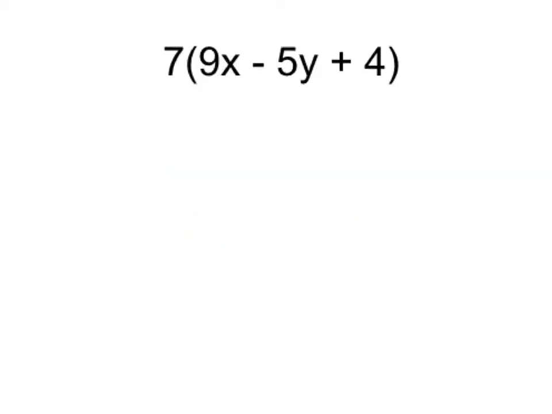Let's look at another one. So we have 7 times parentheses 9x minus 5y plus 4 close parentheses. Again, the number on the outside, you have to multiply it by every number on the inside. So we'll have 7 times 9x, 7 times negative 5y, and 7 times 4.